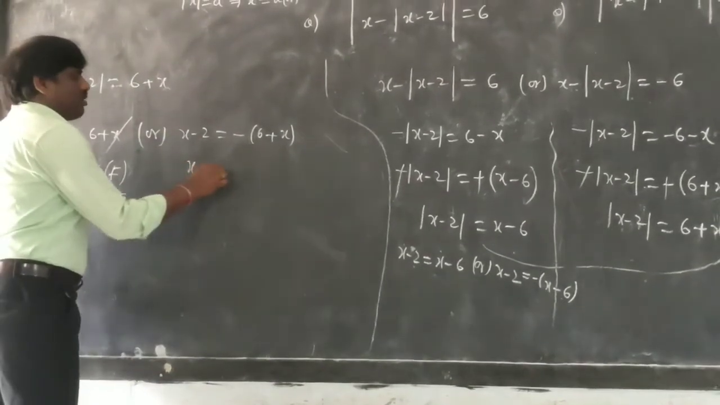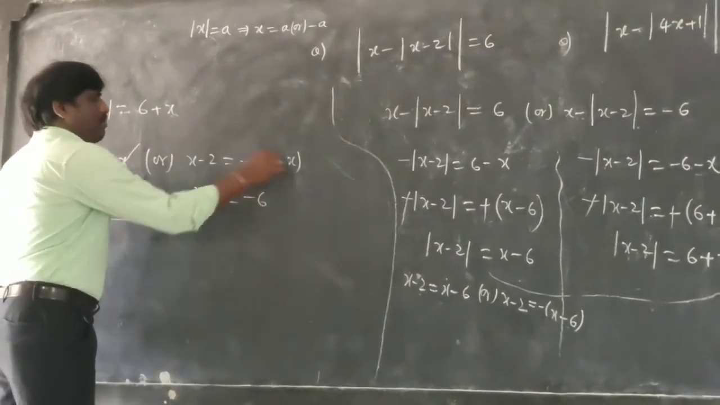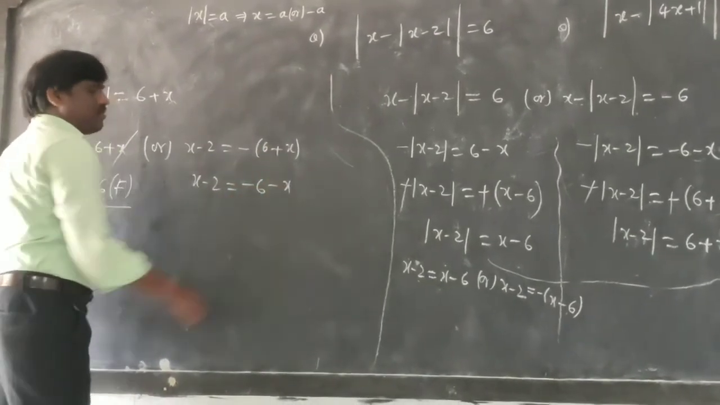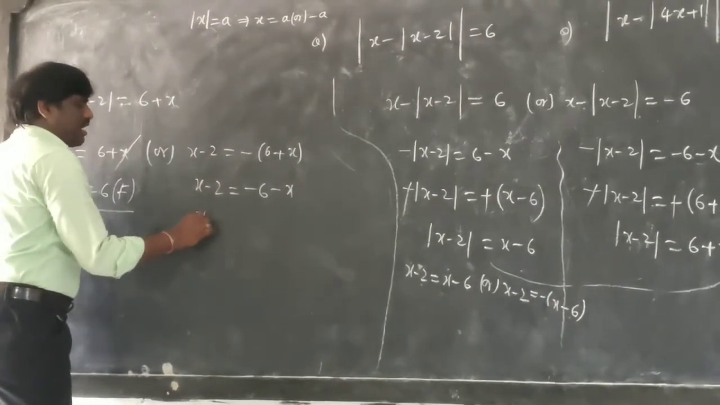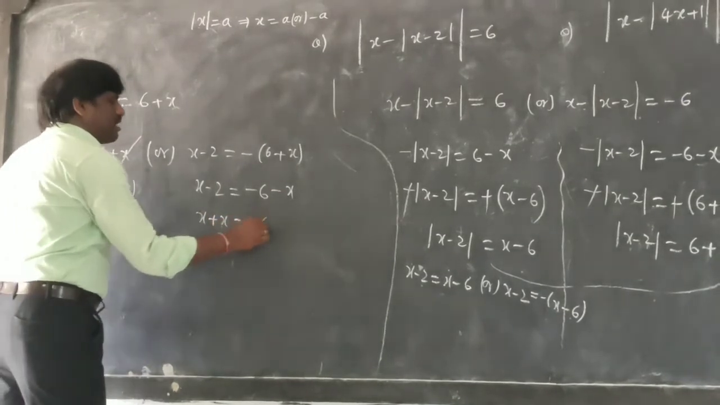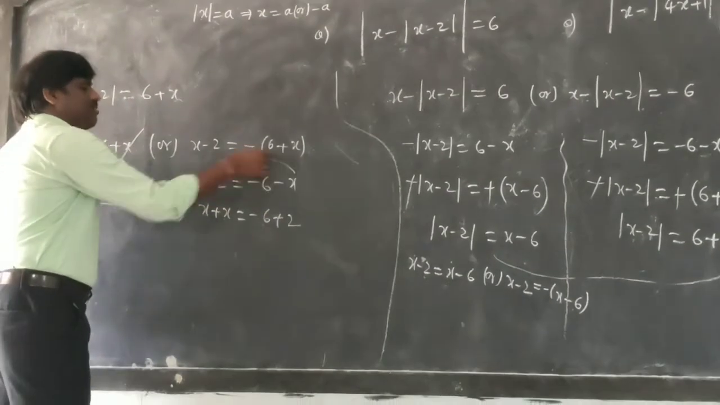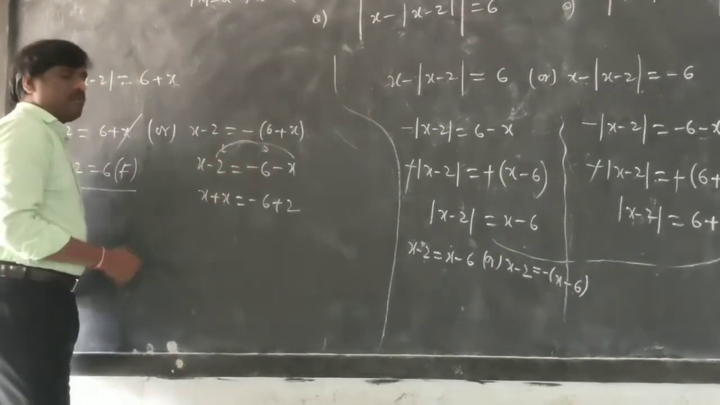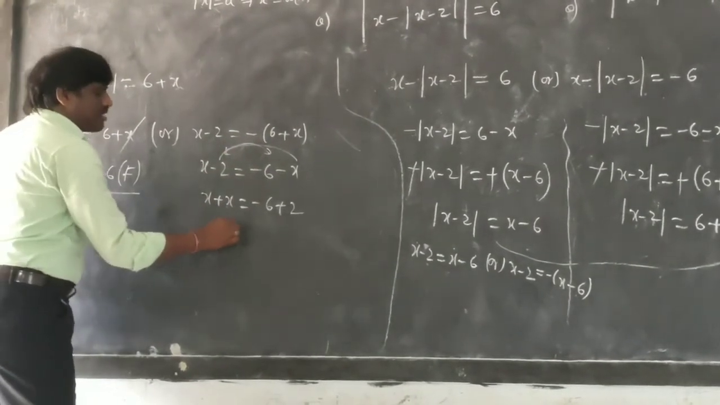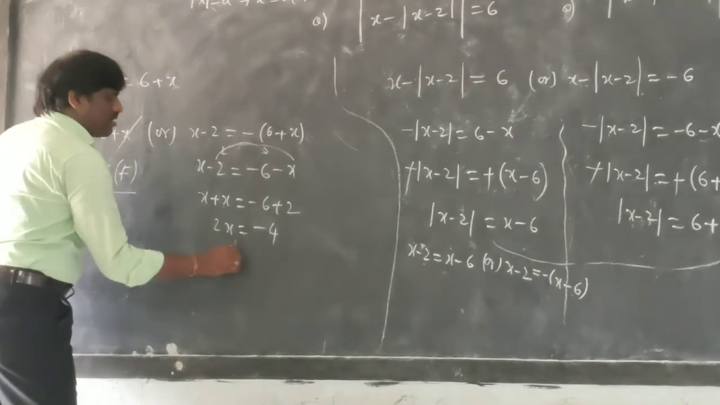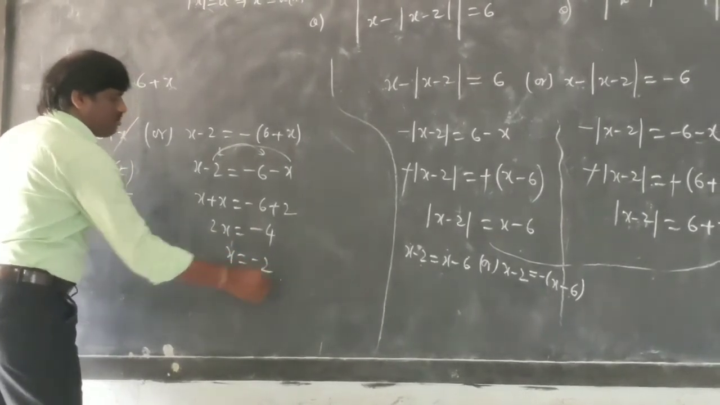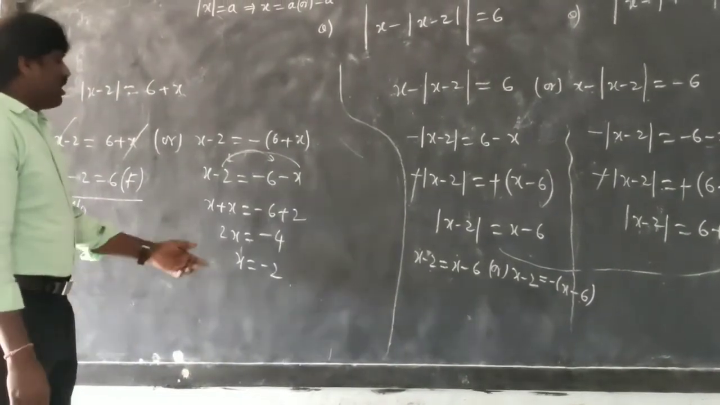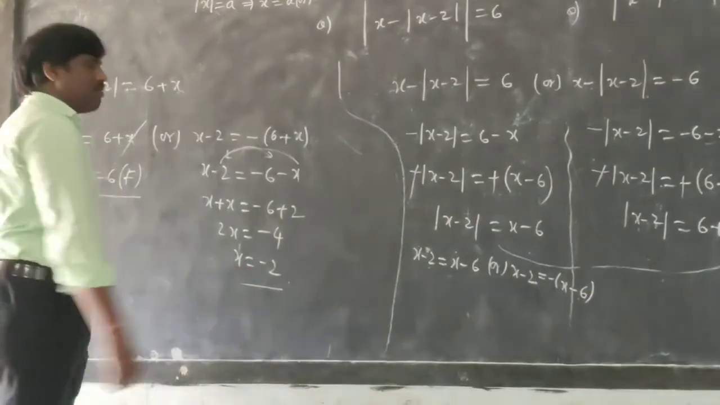x minus 2 is equal to minus 6 minus x. Send the x to this side. x plus x is equal to minus 6 plus 2. Transferring minus x to this side, it will be plus. Transferring minus 2 to this side, it will be plus. So 2x is equal to minus 4, then x is equal to minus 4 by 2, that is minus 2. So from this side you got x is equal to minus 2.